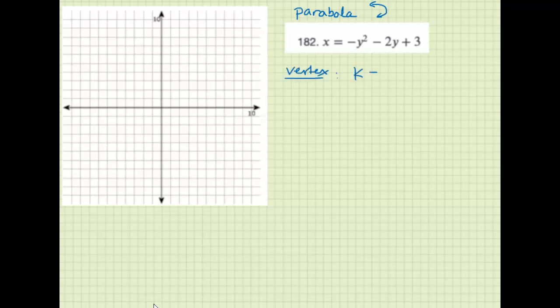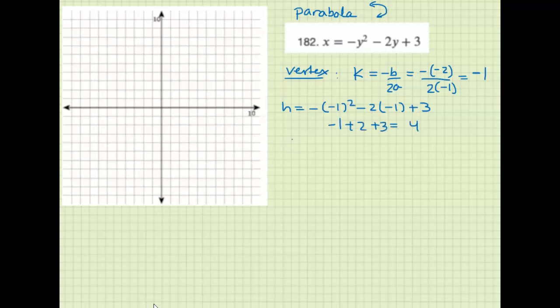So we have k equals -b over 2a. So it's the negative of -2, over 2 times -1. Positive 2 over -2 is -1. So that's the k value. For the h value, we plug it in here: (-1) squared minus 2 times -1 plus 3. We have -1 plus 2 plus 3, 5 minus 1 is 4. Okay, so the vertex (h, k) is at (4, -1).